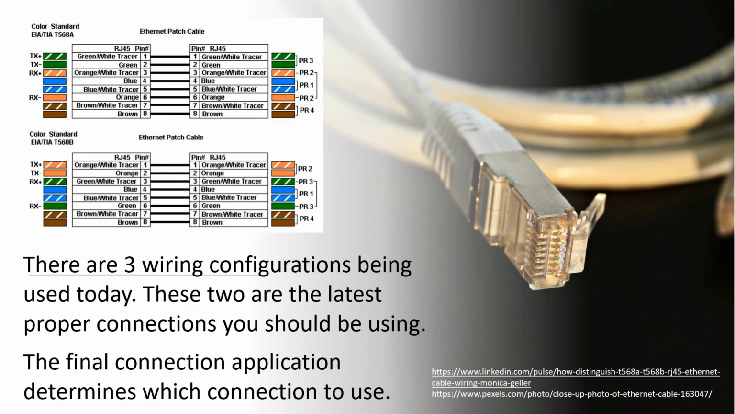With Ethernet connections, the final termination determines whether they work or not. There are currently 3 wiring configurations in use today. The 2 layouts that are shown are the latest proper connections you should be using. It's the final connection application which determines which one of the 2 you use.